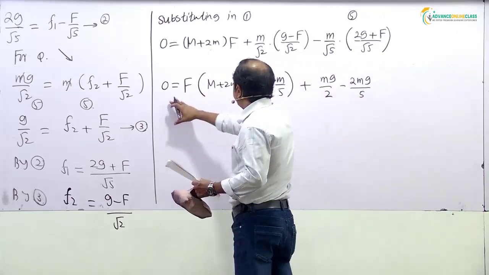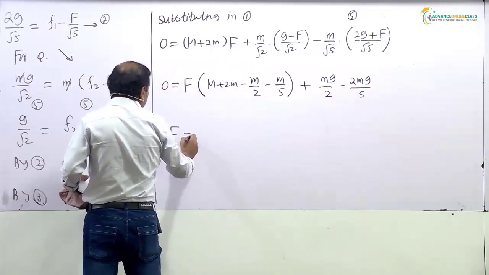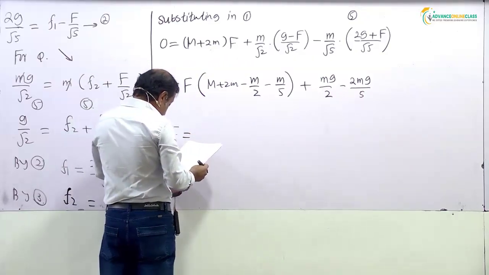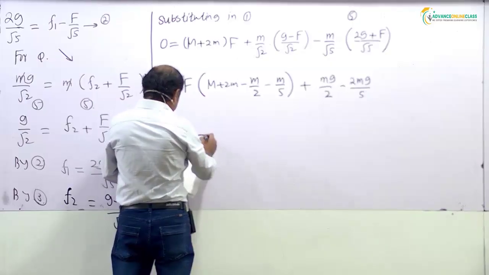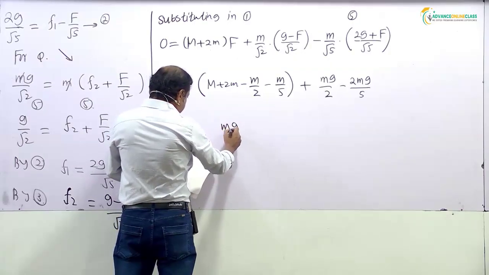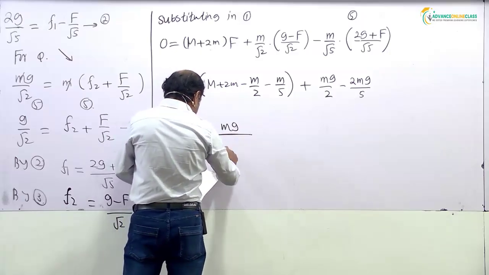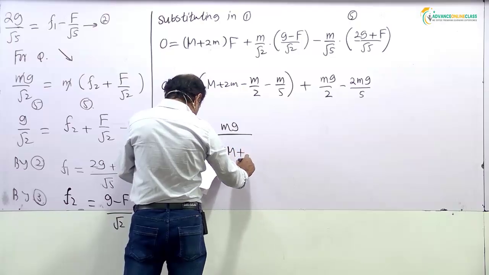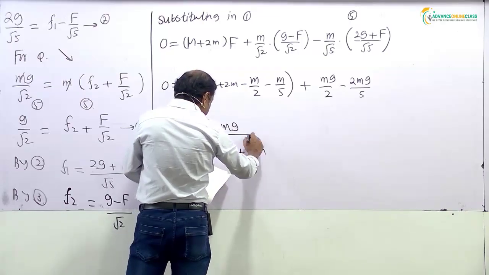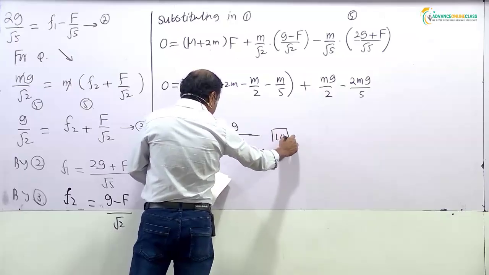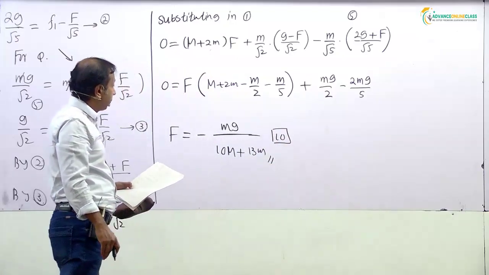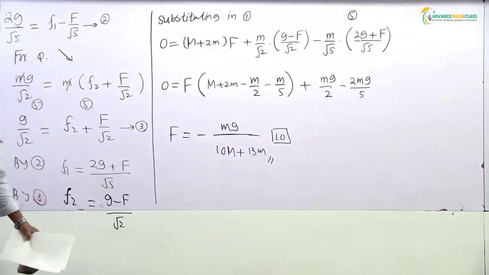Right, take this to this side and subject F. I'm not going to write those steps. F comes like this, minus mg divided by 10 capital M plus 13 simple M, for this 10 marks. F is negative. It says what? The wedge moves leftward.